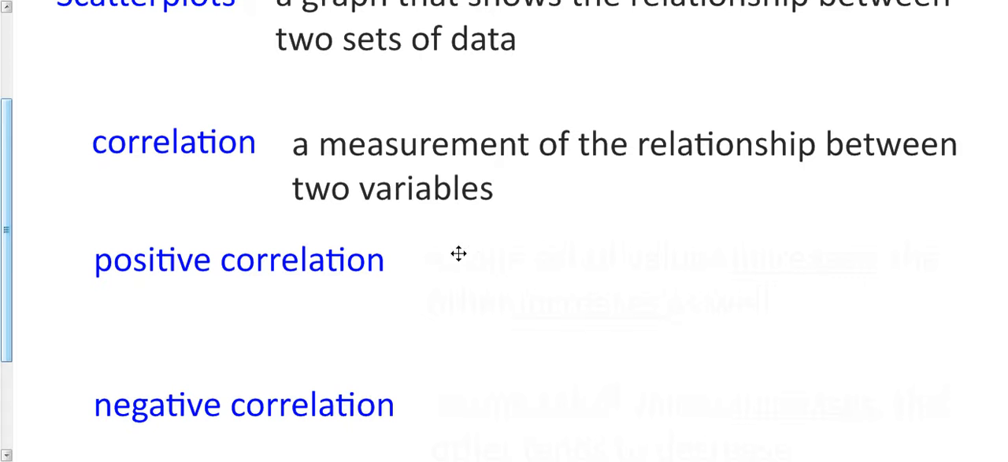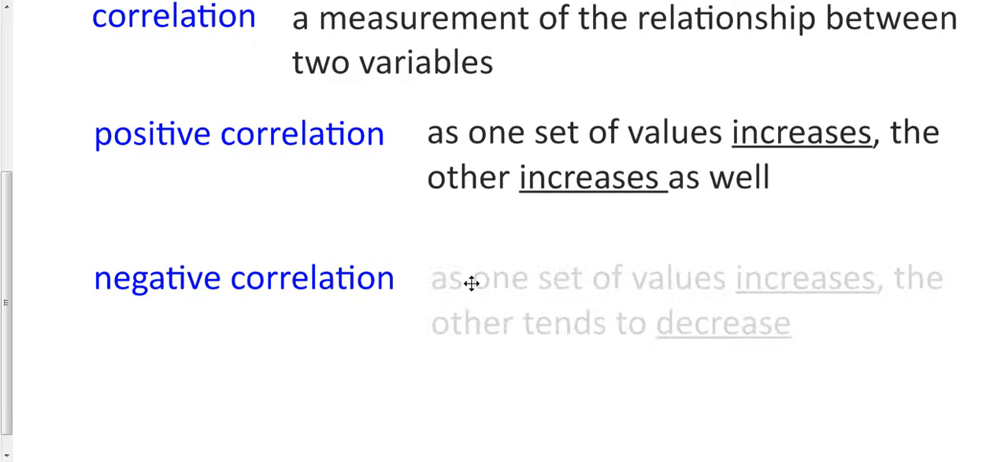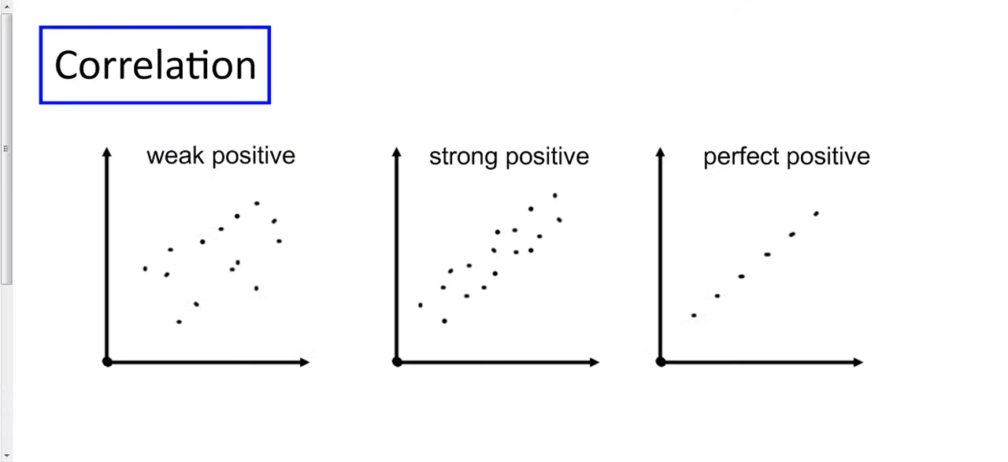So we could have a positive correlation, and if that's the case, as one set of the values increases, the other will increase as well. Or we can have a negative correlation. As one set of values increases, the other tends to decrease. So we have different types of correlation here.